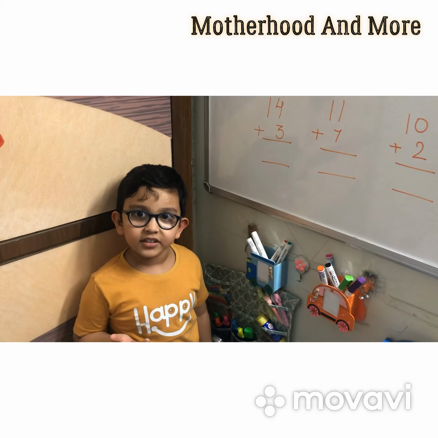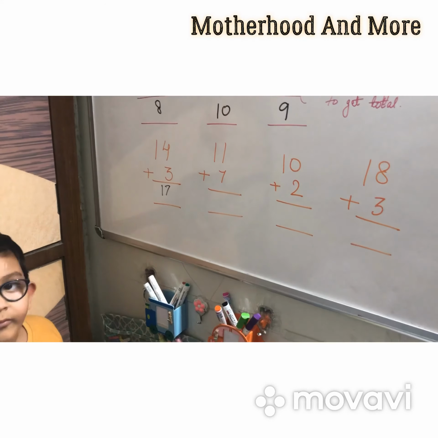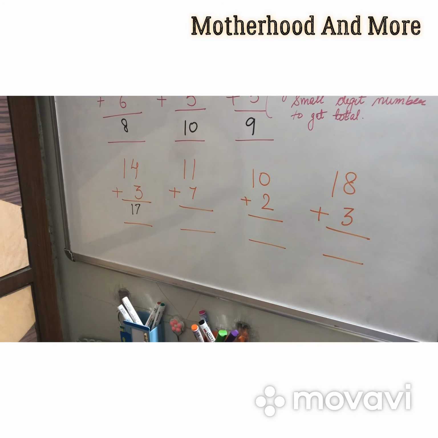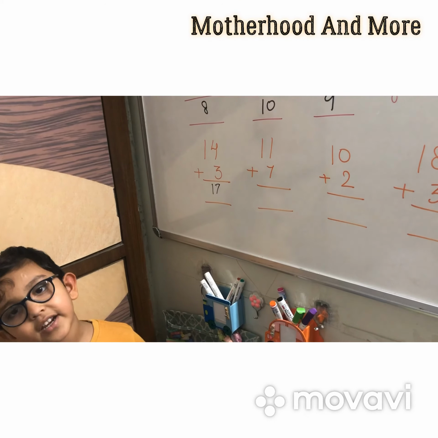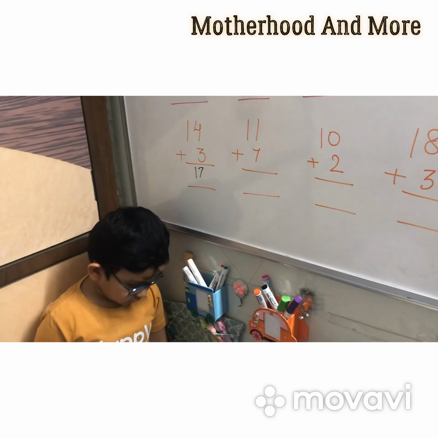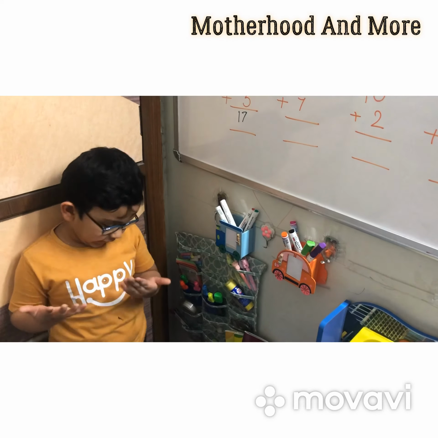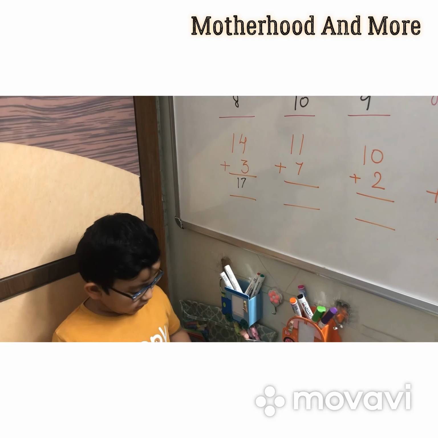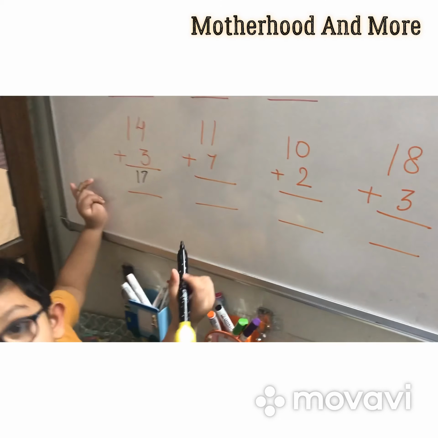3 fingers. 16, 17. Okay. Nice. What about the second one? 11 plus 7. 11 को रहने दिया, छोटे नंबर के लिए काउंटिंग करी ग्रेटर नंबर के बाद में से. What will you do? Okay. Start counting. How many fingers will you open? 7. Okay. 12, 13, 14, 15, 16, 17, 18. Good job. Perfect. Thank you.